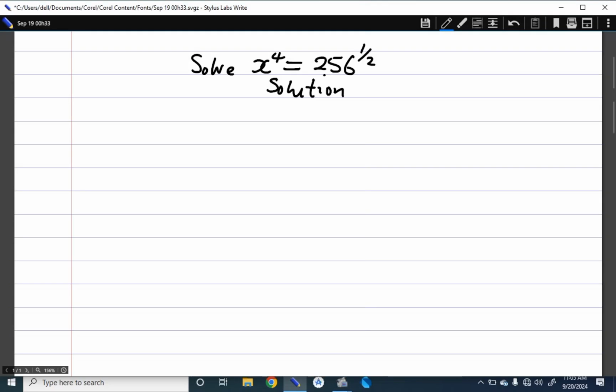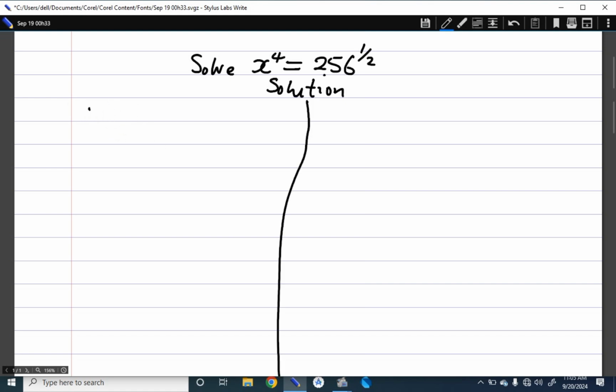In today's video, we are asked to solve this simple math problem. That is x raised to power 4 is equal to 256 raised to power 1 over 2. So how do we solve this? It's very simple. Let me demarcate here so that it will be easy for us to solve in two places.